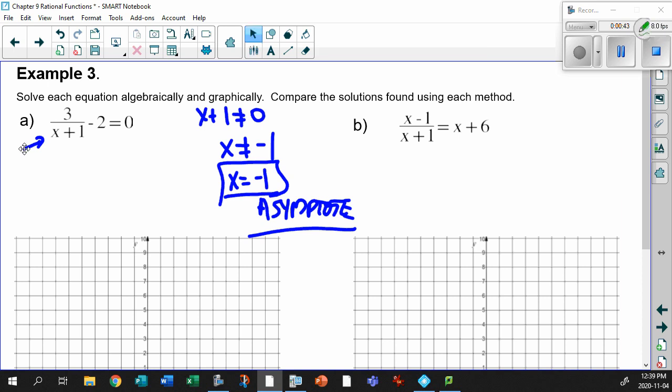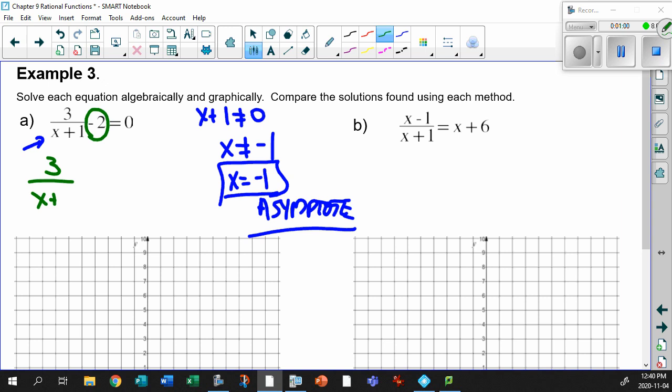The second thing that you have to remember is look at this equation. I don't like that -2 there. It all equals 0. Now, you can graph this two different ways. We'll get into the graphing in a minute. But I'm just going to bring the 2 over, and watch how simple this becomes. If I bring the 2 over, this just becomes equal to 2.